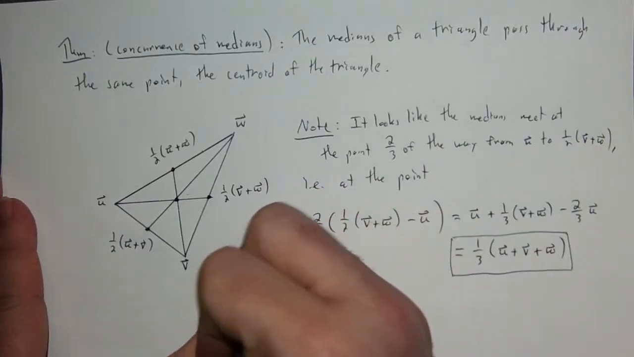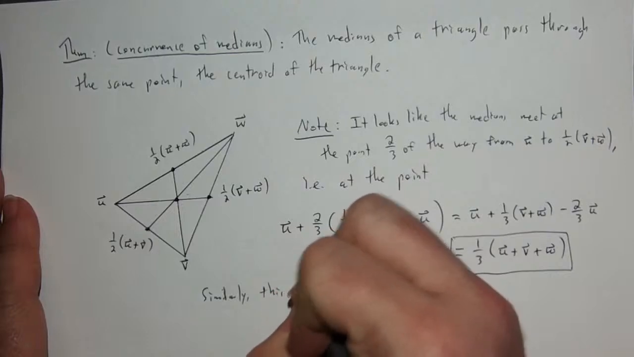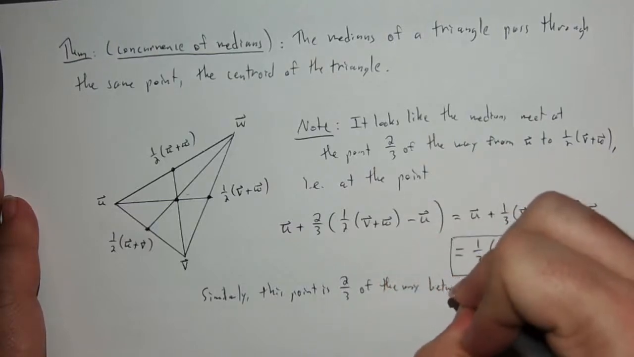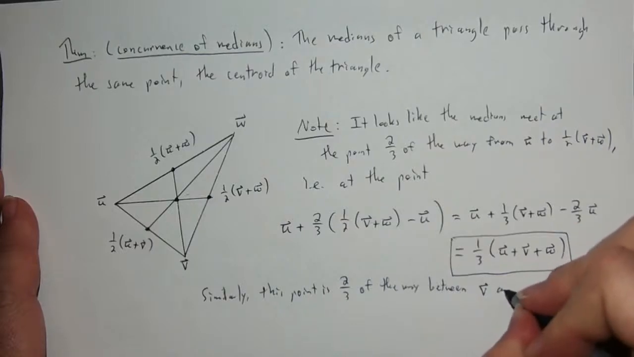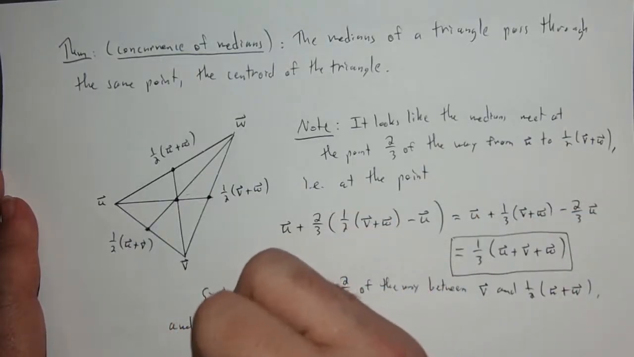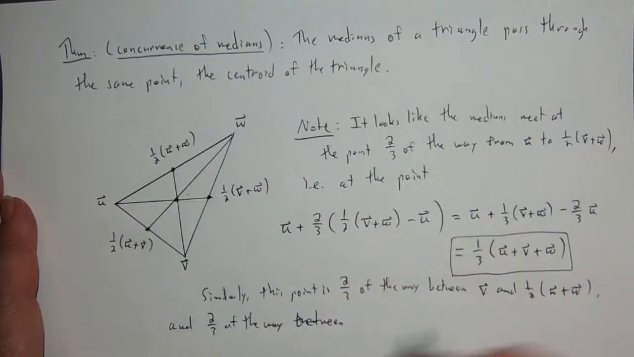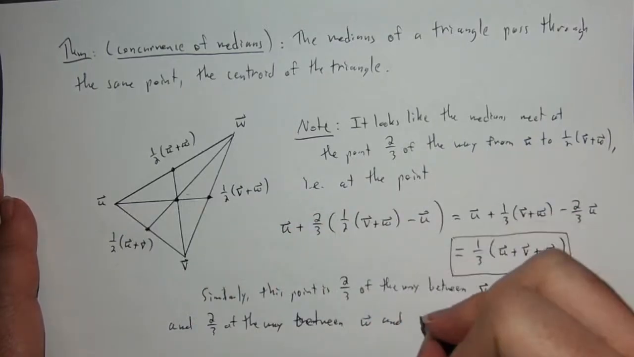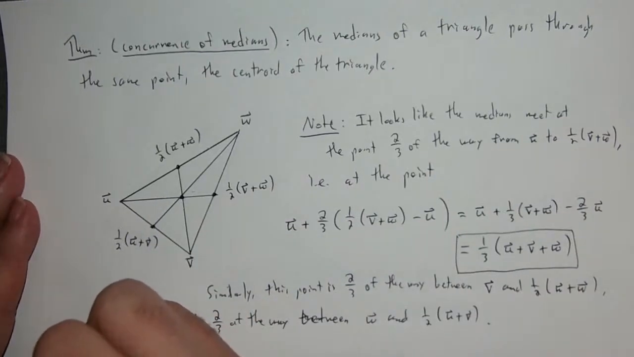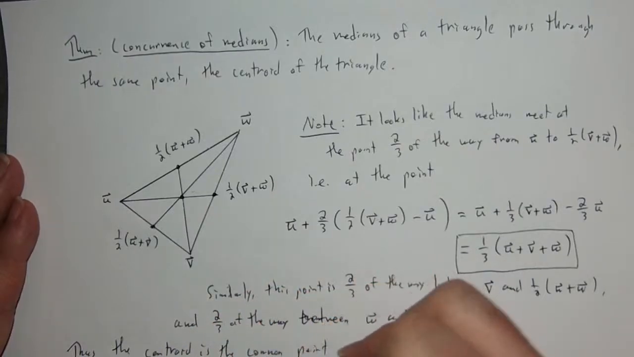So similarly, this point is 2/3 of the way between, say, V and 1/2 U plus W. And 2/3 of the way between, I should say, W and 1/2 U plus V. Thus, the centroid is the common point of the three medians.